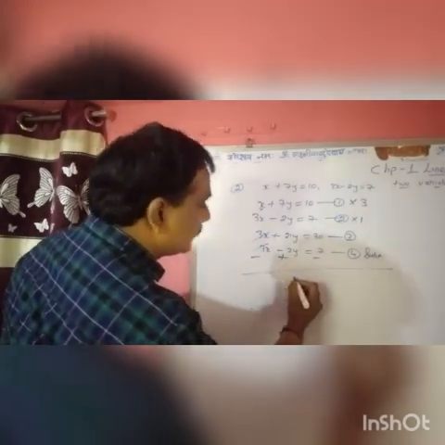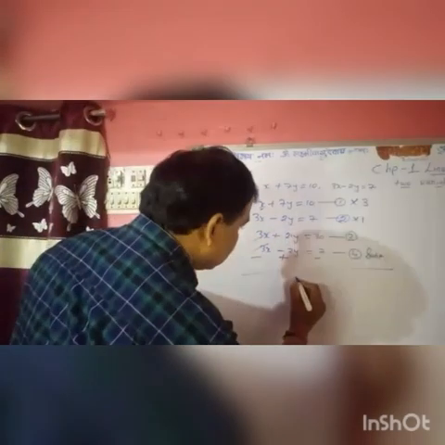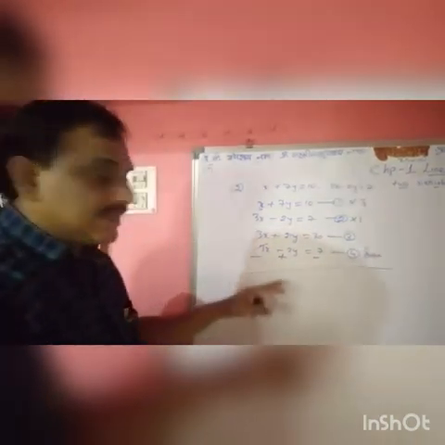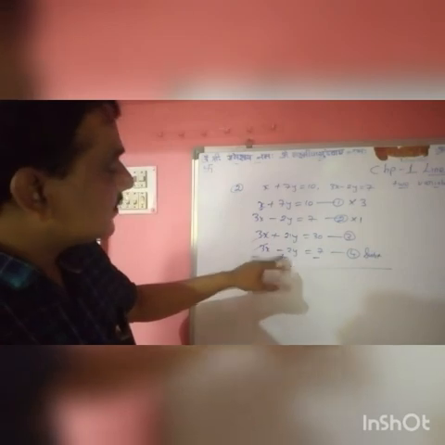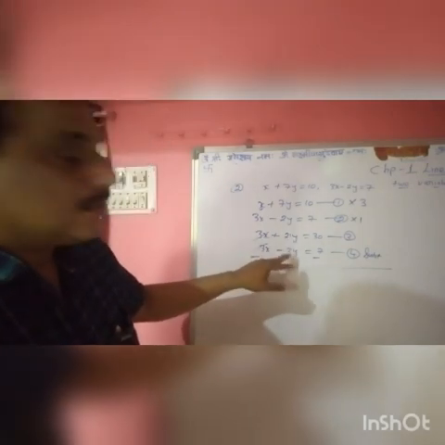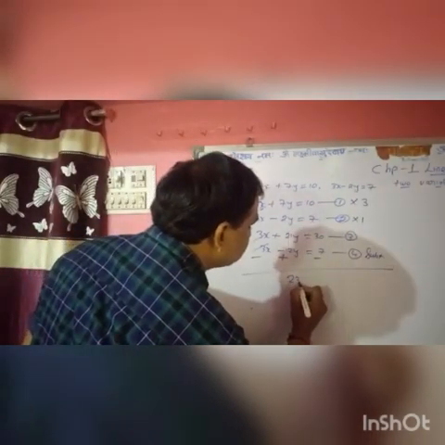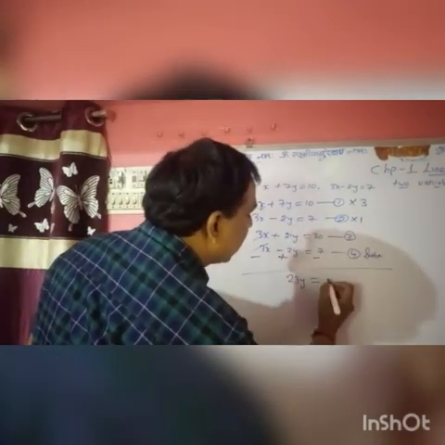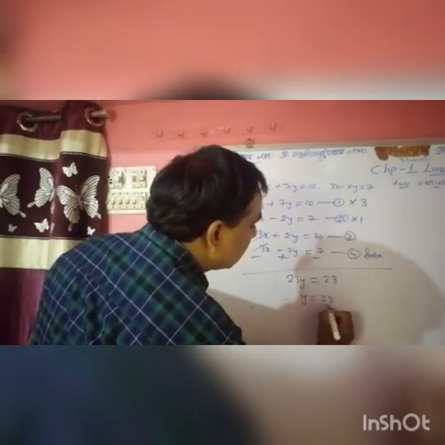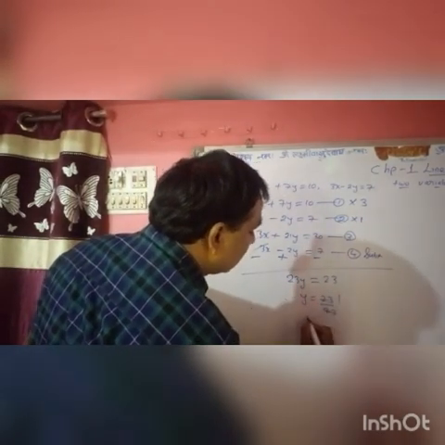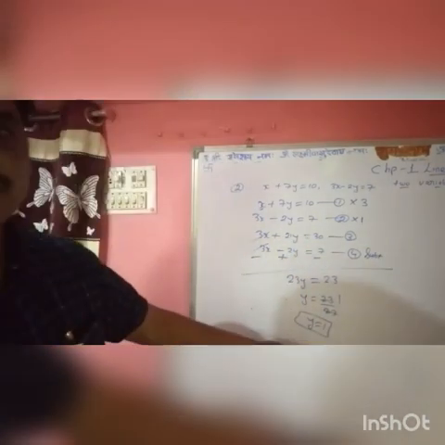21 minus 2, how much is it? 21 plus 2. This is a minus sign, but we have changed it. Minus becomes plus, meaning 21y plus 2y, that is equal to 23y. 30 minus 7, that is 23. y is equal to 23 upon 23, which is 1. y is equal to 1. We get the value of y.